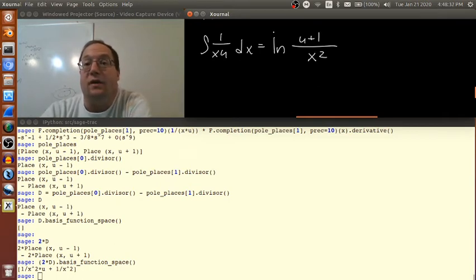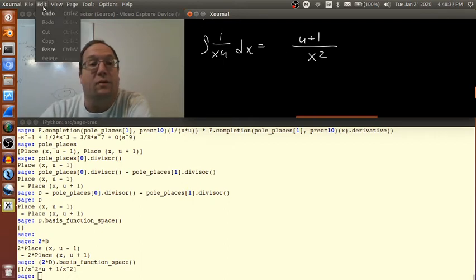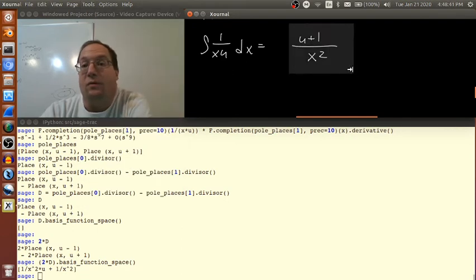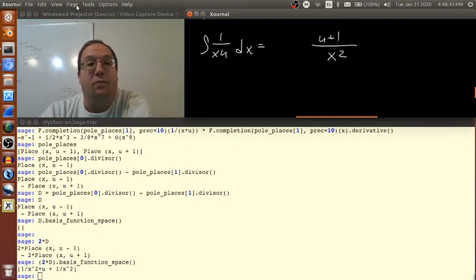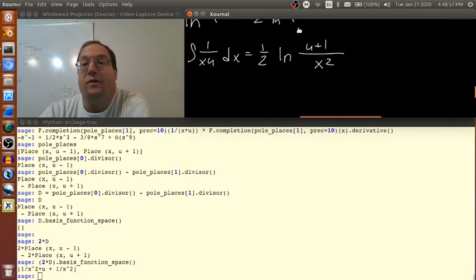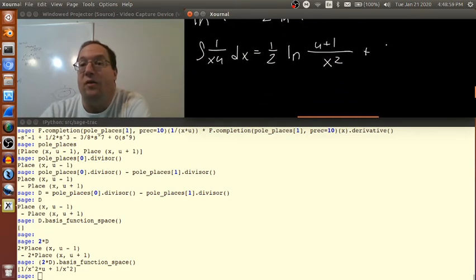And I left something out here. Let me move this a little to the right, back to the pen. That was the 1/2. Because I doubled the strength of the poles and the zeros, this 2 comes over here and becomes a 1/2. So this is 1/2 of the logarithm of u plus 1 over x squared plus c.